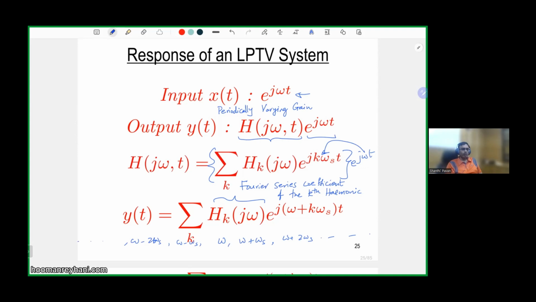Okay. How does this differ from a linear time invariant system? Yeah, very good. In a time invariant system, if the input frequency is omega, the output frequency only has one tone at omega. But in a linear periodically time varying system, you will not only see omega, but you will see a whole bunch of other tones, which are all separated from the input tone by an integral multiple of omega s.